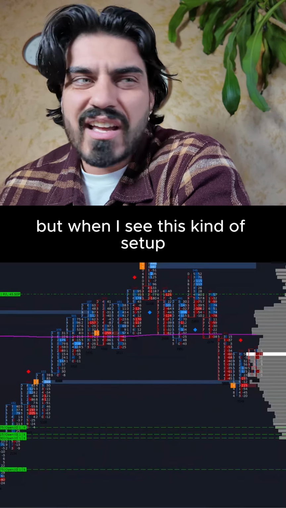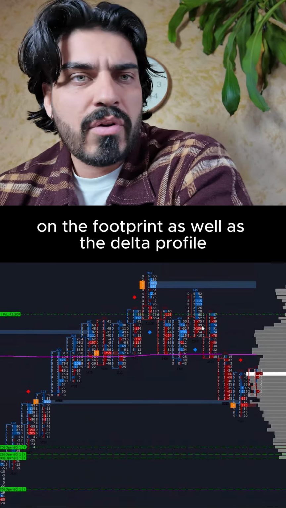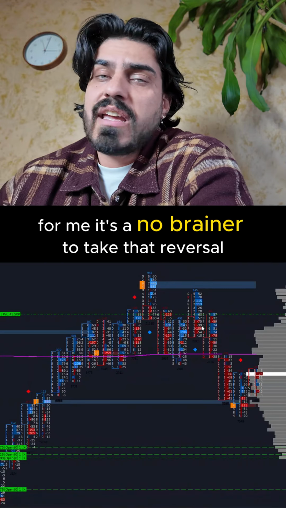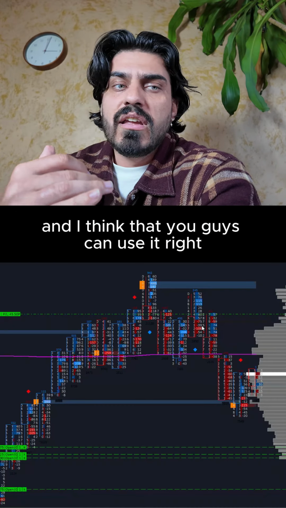But when I see this kind of setup, based on order flow on the footprint as well as the delta profile, for me, it's a no-brainer to take that reversal. It's one of my favorite reversal trades, and I think that you guys can use it, right?